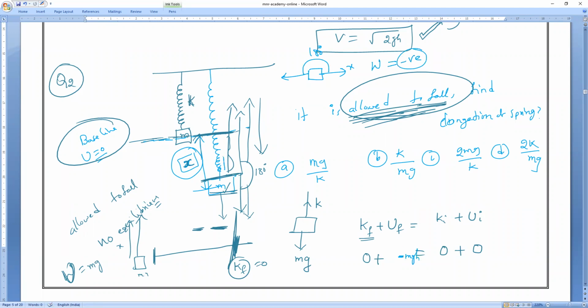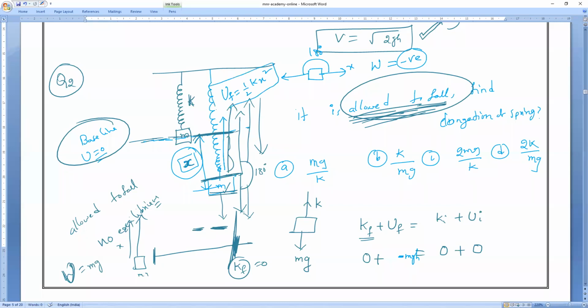The spring is also started moving upwards. So what is the potential energy of the spring? Anybody? Final potential energy of the spring, half into k into x square. So the spring will go up. This is only confusing. When you solve one or two sums, you'll understand that. The spring will go upwards.